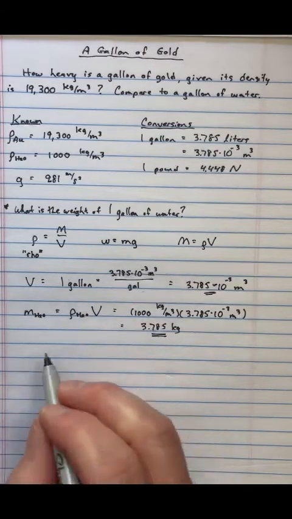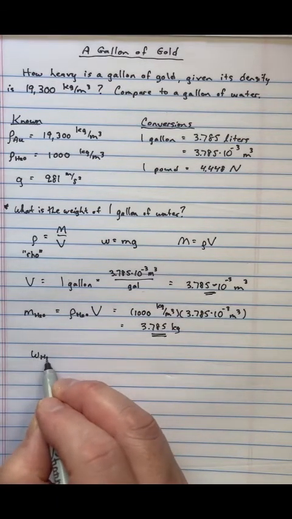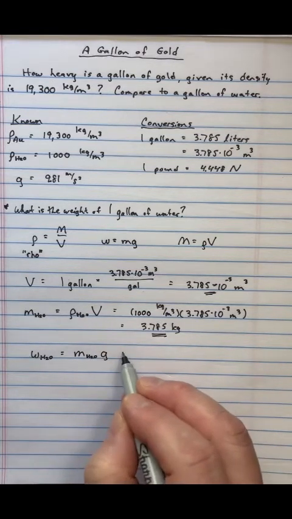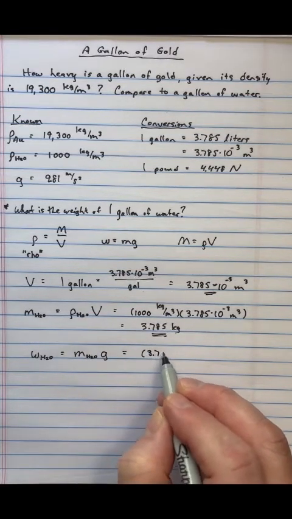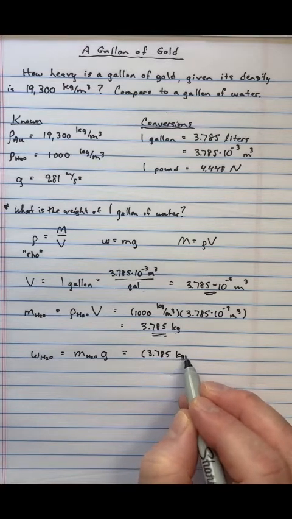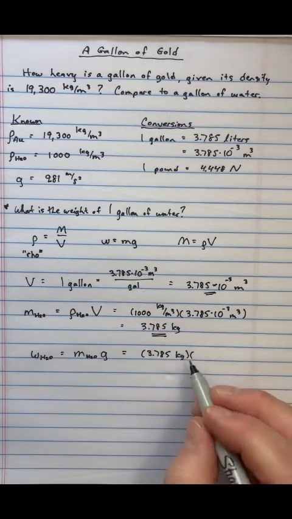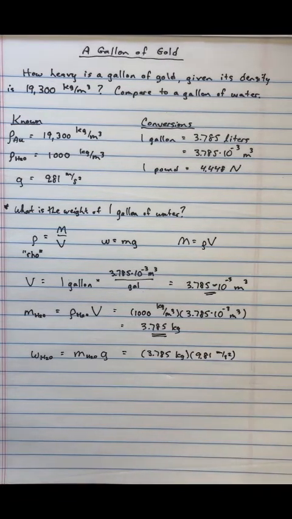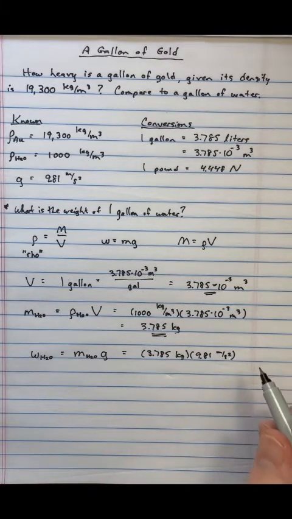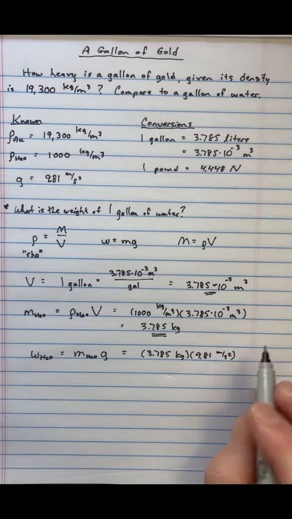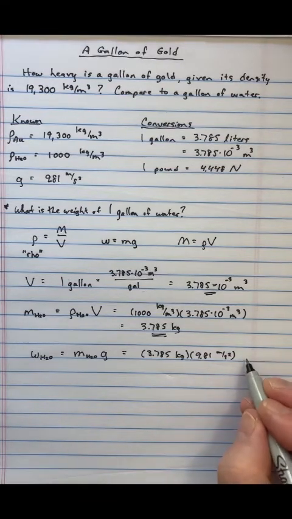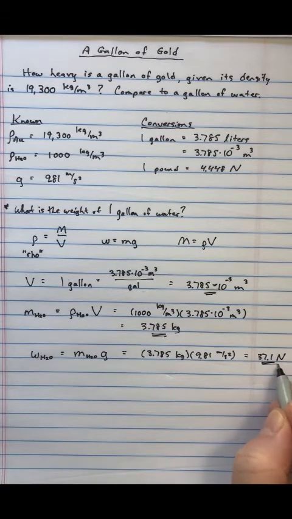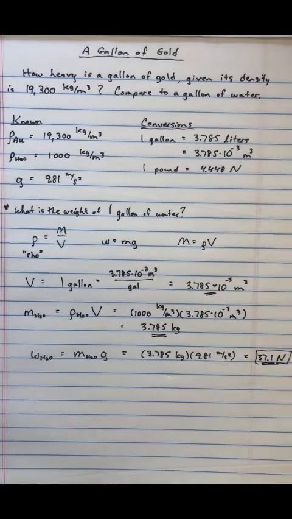Furthermore, the weight of the water is the mass of the water multiplied by little letter g. So again, 3.785 kilograms, and g is 9.81 meters per second squared. And if I do a little bit of figuring, I end up with a number of about 37.1 newtons. So in metric units, that's what I have.